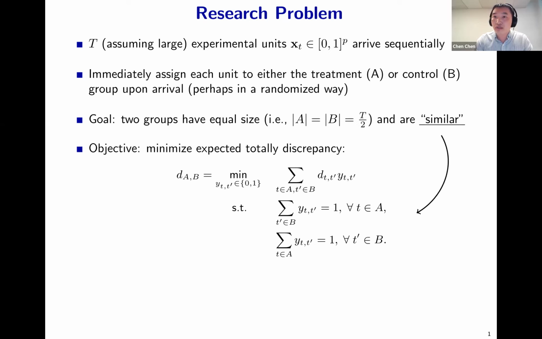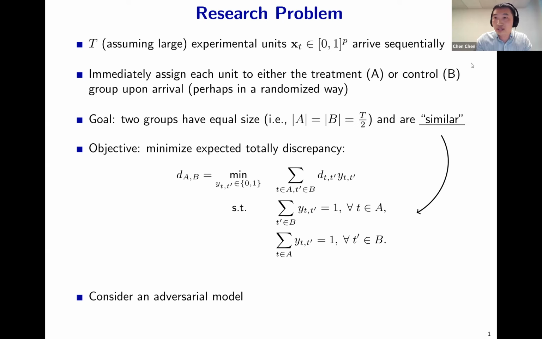In this paper, the authors focus on a very meaningful metric of the similarity of the two groups, which is the total discrepancy, defined as the minimum weight perfect matching of these two groups. For each unit in the treatment group, we want to have a unit in the control group that has similar values of the covariates. And in the ideal case, the control group is just an identical copy of the treatment group so that the total discrepancy is 0. So that's why this objective makes a lot of sense.